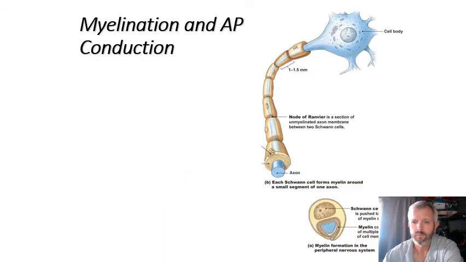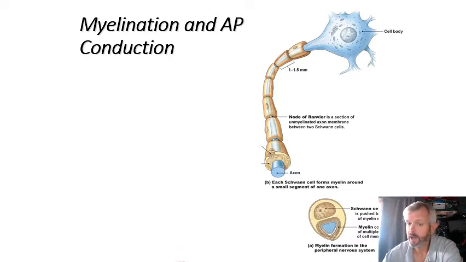So let's look at why myelination increases the conduction, the rate at which I can send the action potential down. You can see the myelination here. Boom. There's myelin, but it's not a continuous state. There are gaps in between the myelin called the nodes of Ranvier. And what do you think you might find in these nodes of Ranvier?